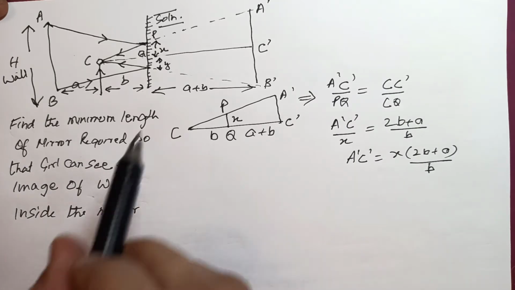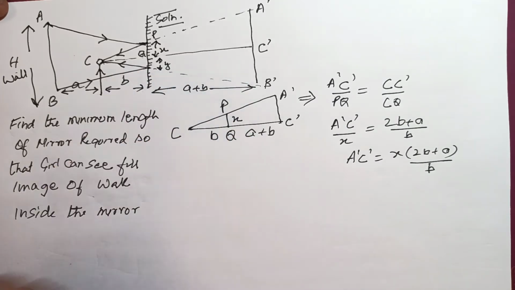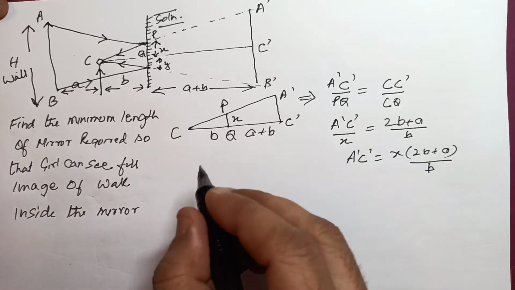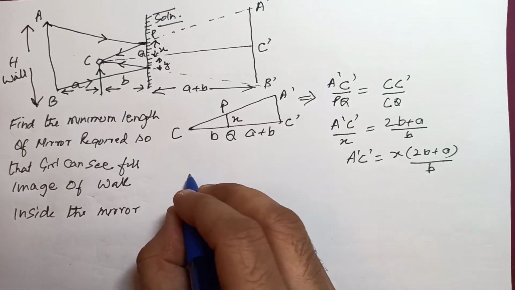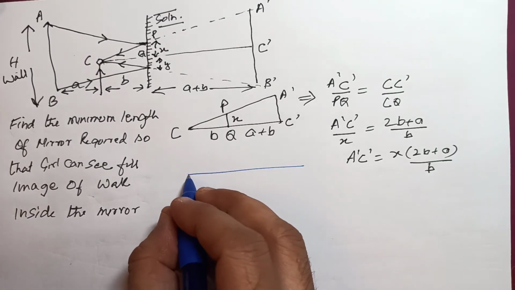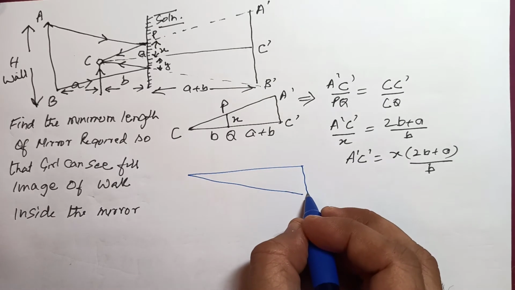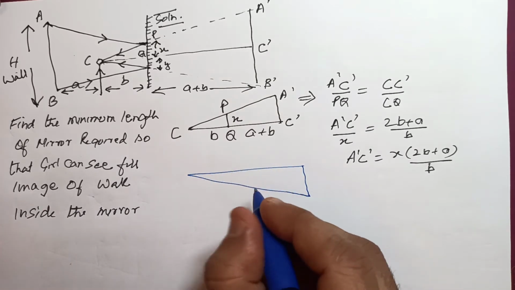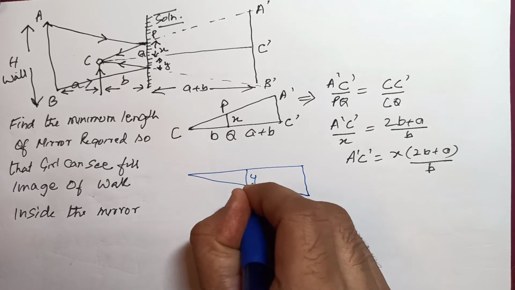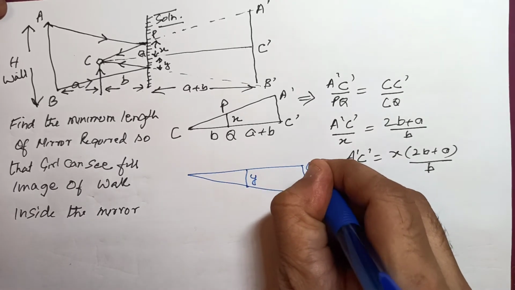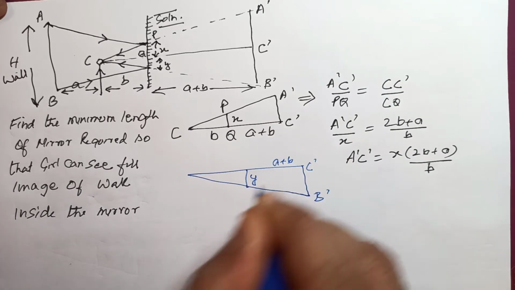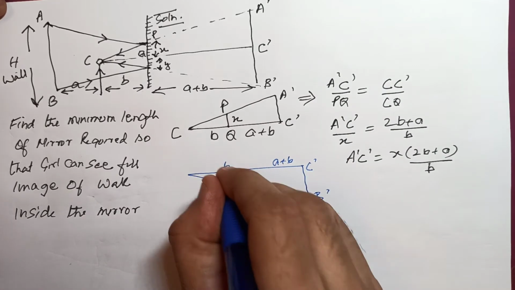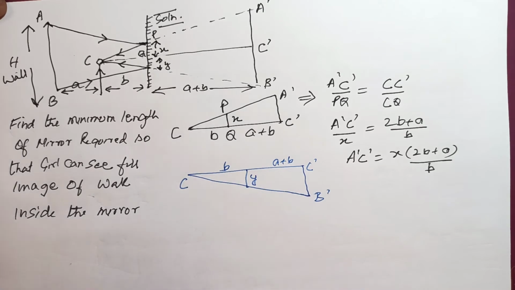Okay, now let's draw this lower triangle. If I draw the lower triangle, let me use a different color for the same. In the lower triangle, again, let me mark everything. This is y, this is c dash, b dash, a plus b. Okay, this is b and this is c.